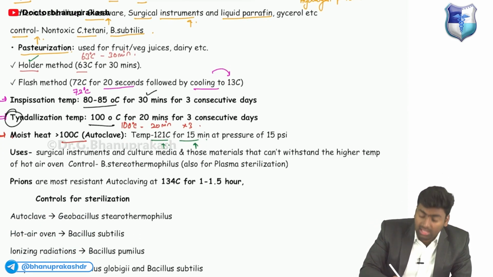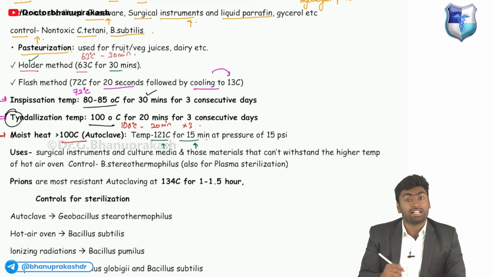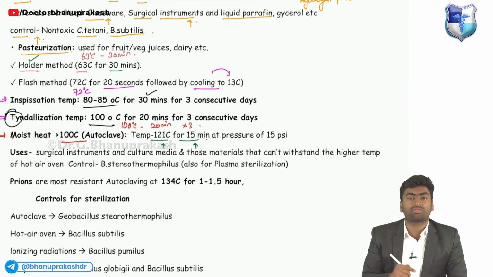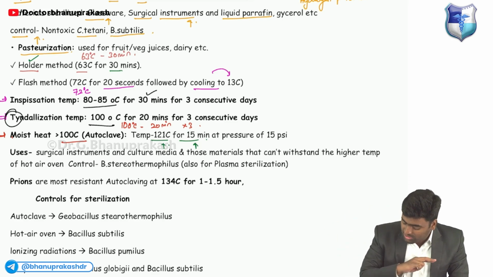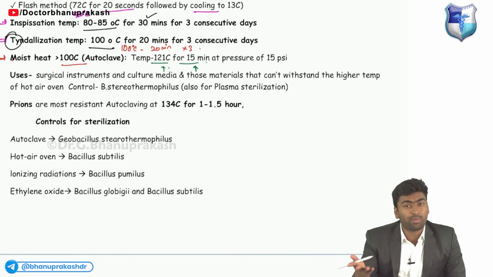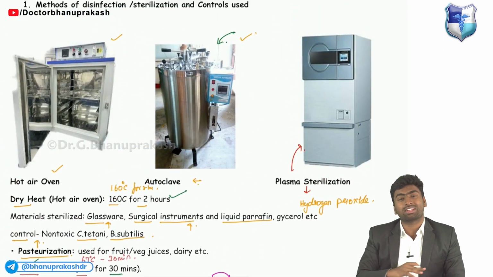Pasteurization, the holding method, is 63 degrees Celsius for 30 minutes. Flash method is 72 degrees Celsius for 20 seconds, followed by cooling to 13 degrees Celsius. So this is the thing. Whereas if you use this moist heat like an autoclave, it is like a pressure cooker. If you use this autoclave, mostly it will kill all of the organisms.